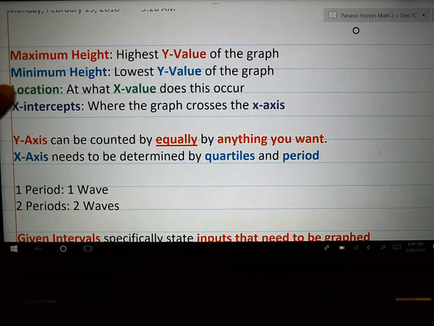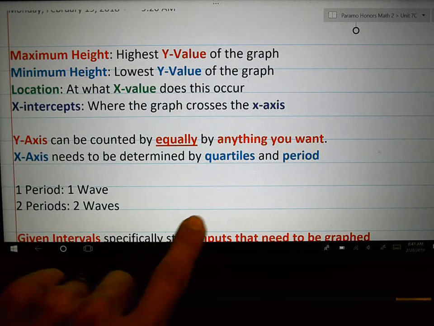Kind of a funky thing because in my other class, location means an x and a y, x comma y. But on this worksheet, whoever wrote it, their location means at what x value does this occur. For worksheet 3, it asks for x-intercepts, and if you don't know what those are, that's where the graph crosses the x-axis.